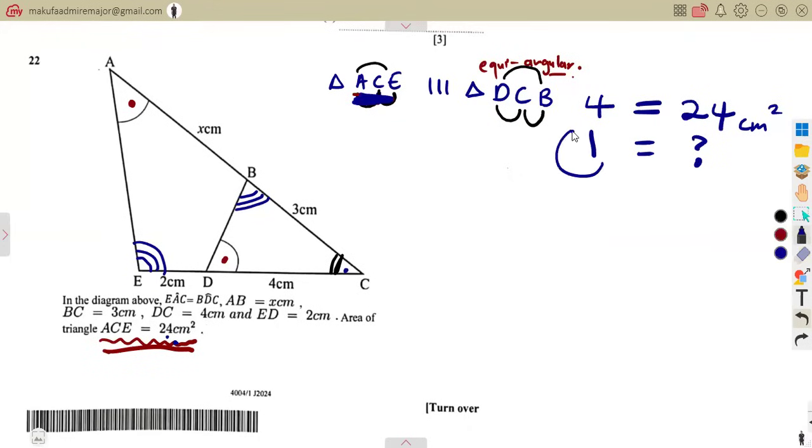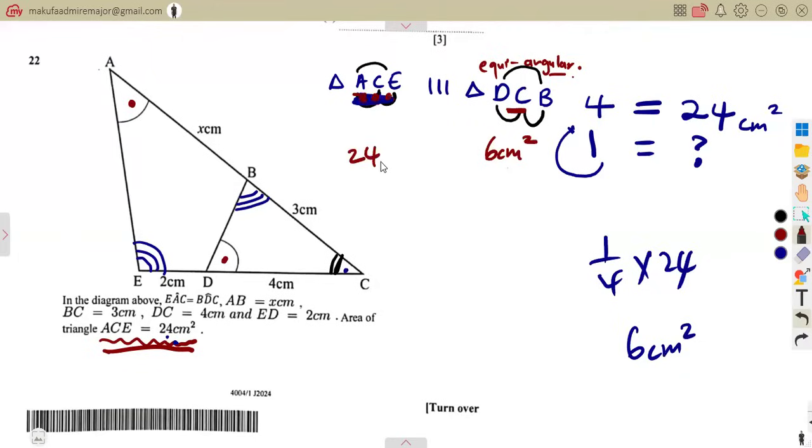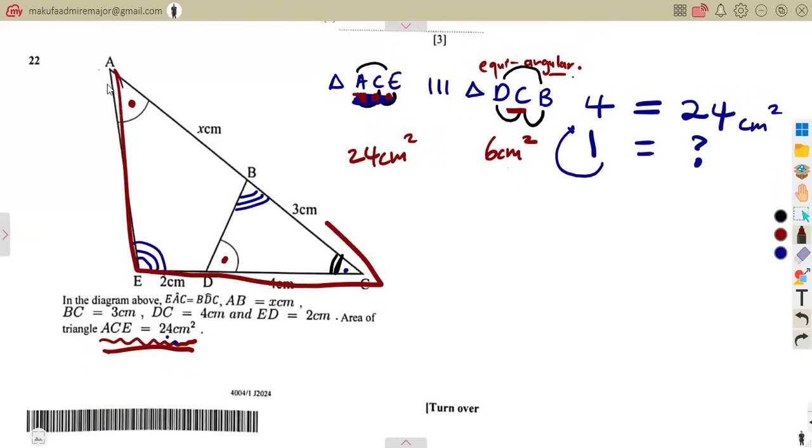So as you can see, guys, it's going to be 1 over 4 times 24, which is 6 square centimeters. So the smaller triangle, which is DCB, has got 6 square centimeters. The bigger triangle ACE has an area of 24 square centimeters. So therefore, what is the area of this quadrilateral? If the bigger triangle has got 24, the smaller triangle has got 6, it is going to be the difference between the two. The bigger triangle ACE, which is what?